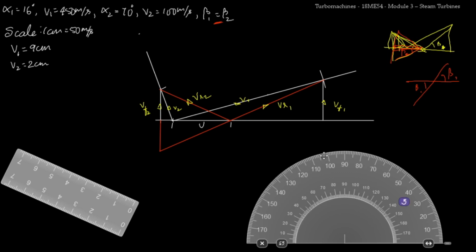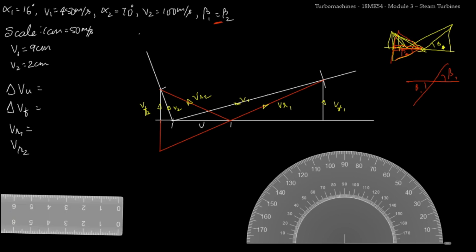Now we need to measure the lengths. So I'll write the lengths here. I need delta VU, I need delta VF, I need VR1 and also I need VR2 length. First let us find out delta VU and delta VF. So for that, from here I'll draw a vertical line and also from here I'll draw a vertical line.